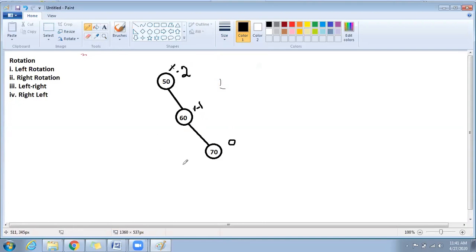Is it an AVL tree? No, ma'am. No, because this node has a balancing factor of 2. Only 0, -1 or +1 will be accepted, so a balancing factor of 2 is not acceptable here. So we have to do something. That process is called rotation. Which type of rotation I should proceed with, that I have to decide now. Whether it is left or right.